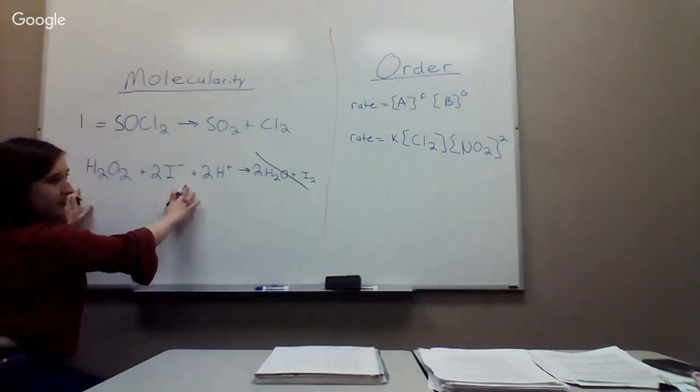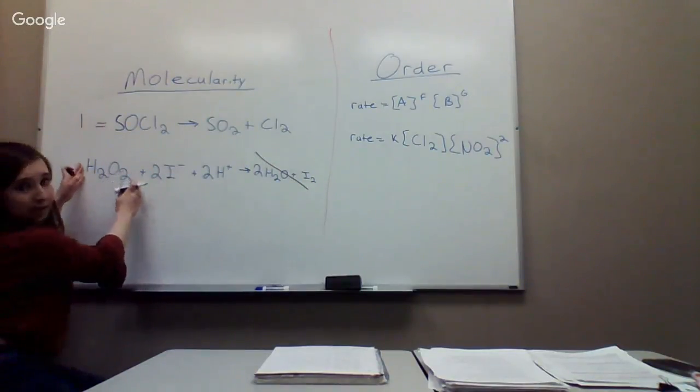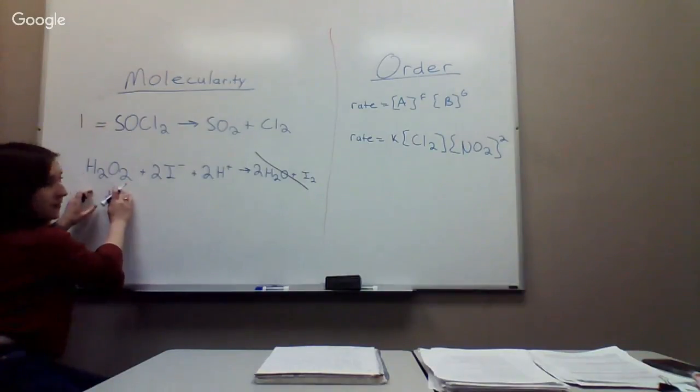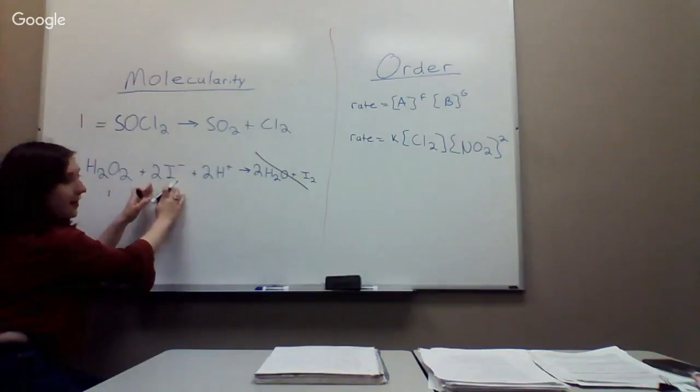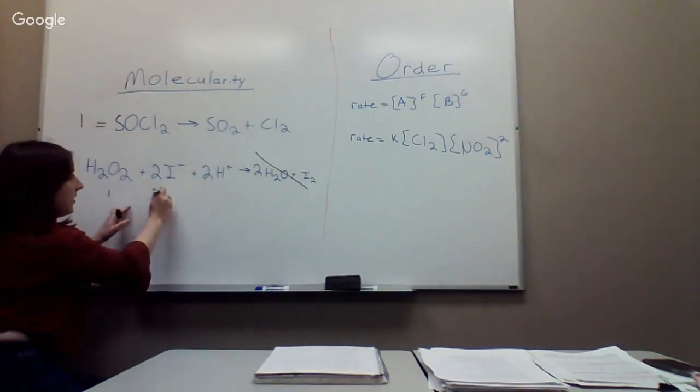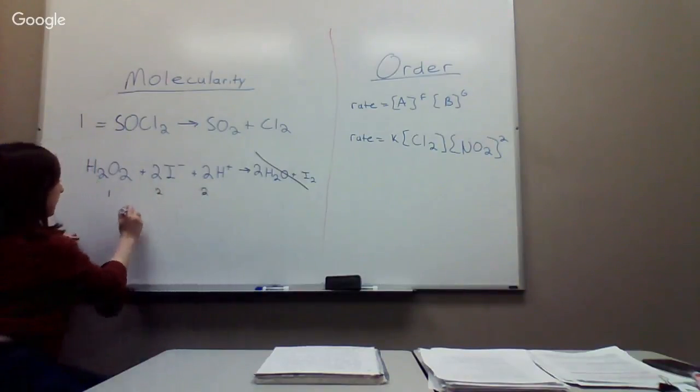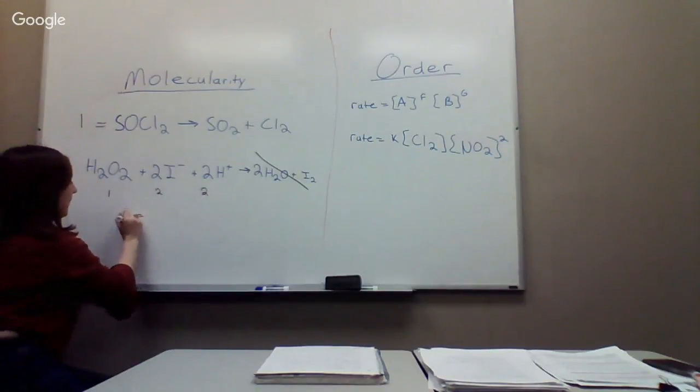For our second equation, again, we don't need to look at our products at all. So looking at our reactants, we have one molecule of H2O2, so that counts as 1. We have 2 molecules of I-, so that counts as 2. And we have 2 molecules of H+, that's another 2. That gives us a total of 5.